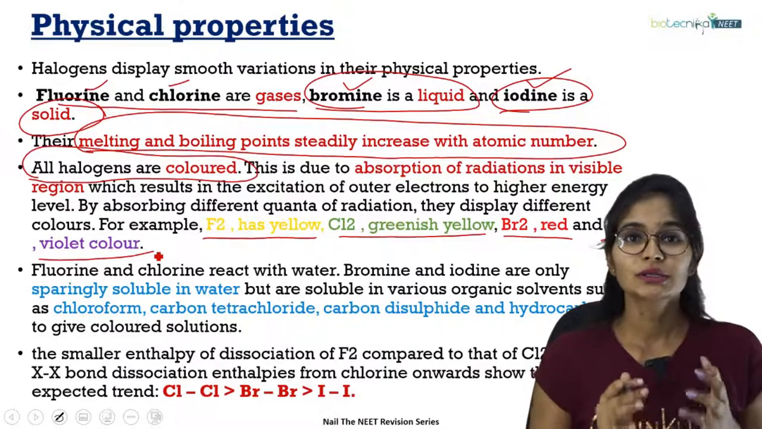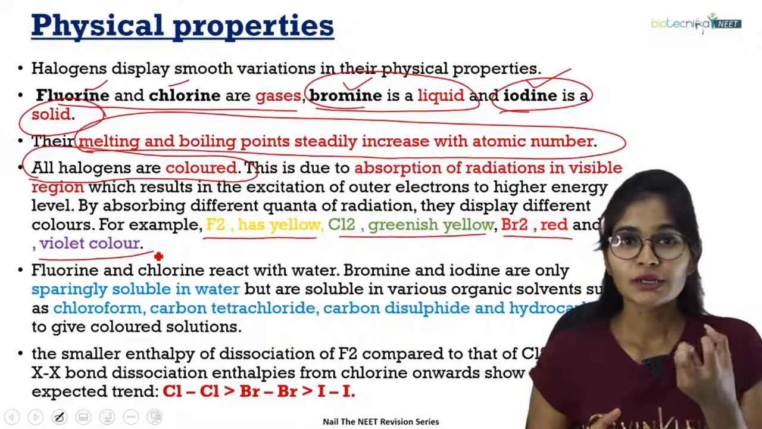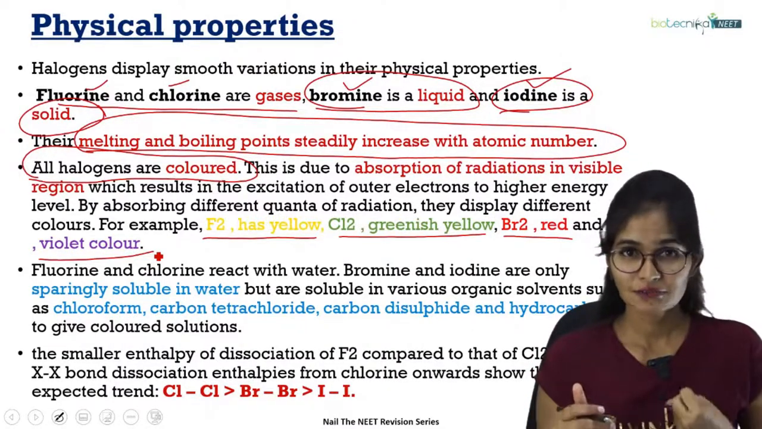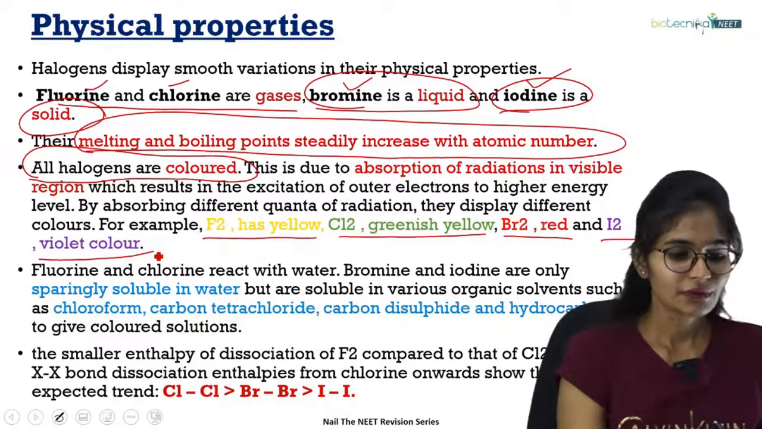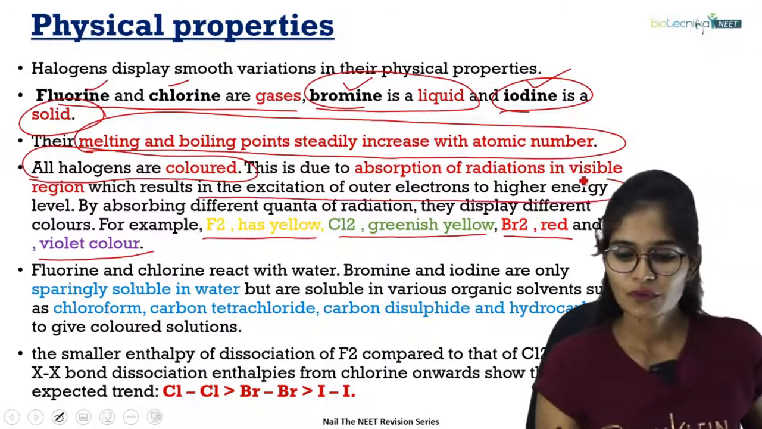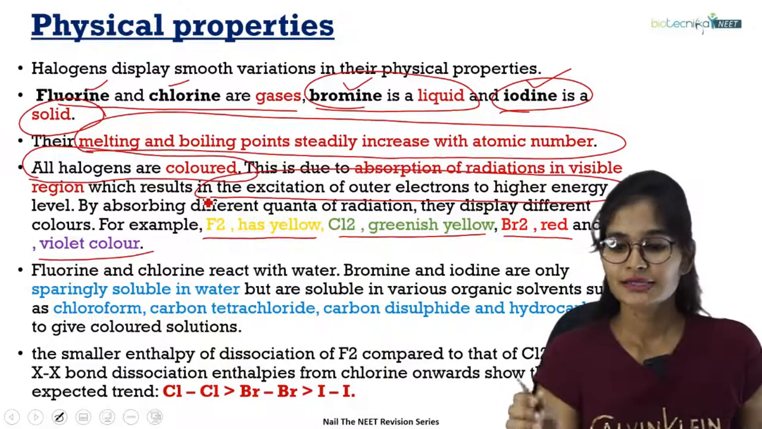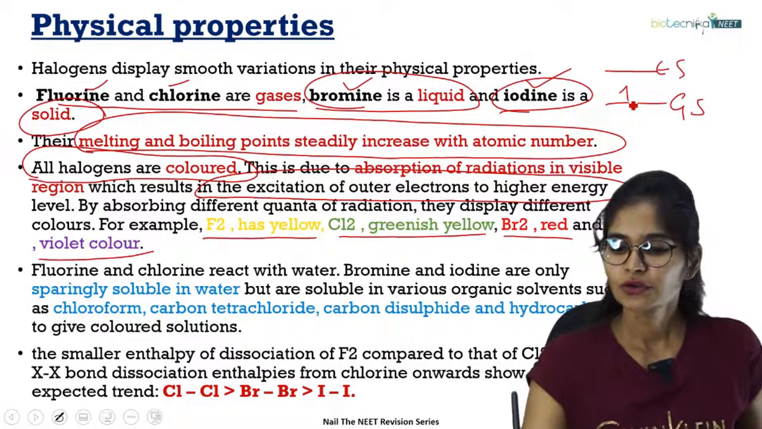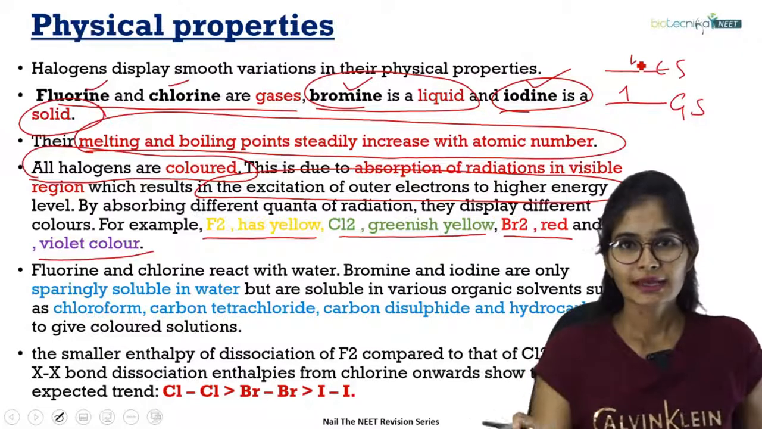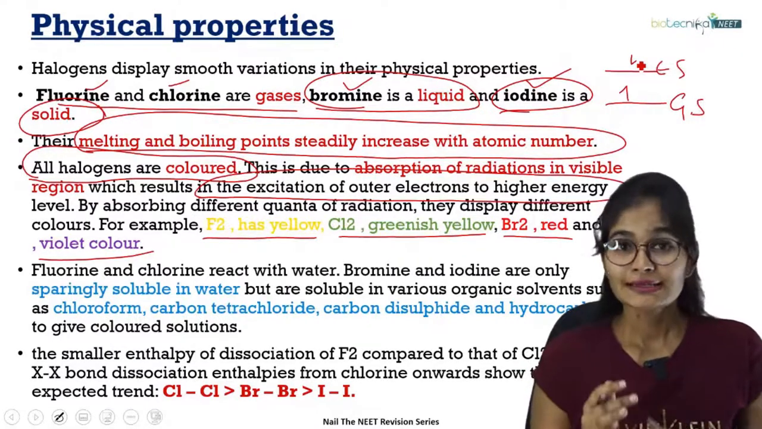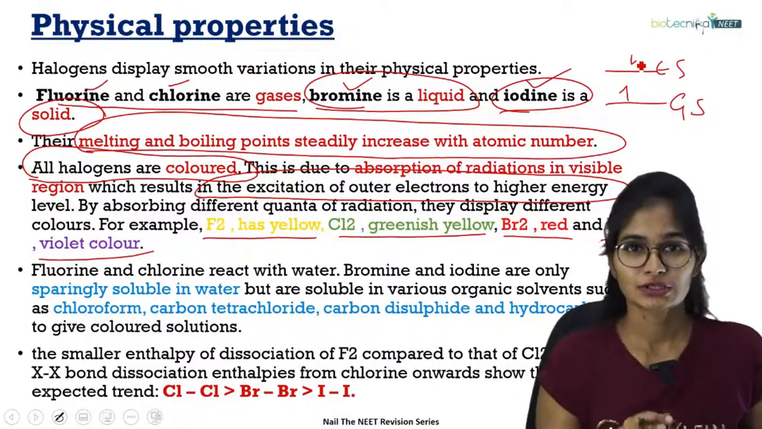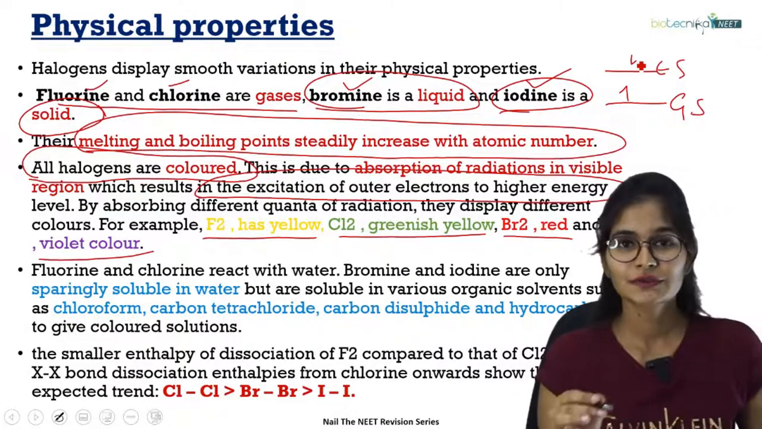So why are they showing the color? Because they absorb radiation in the visible region, and that results in the excitation of an outer electron to a higher energy level. So there will be a ground state and an excited state, right? From the ground state the electron gets excited to the excited state. Overall, the excitation of electrons to the higher energy level causes the color of the halogens. So they exhibit different colors with respect to different elements.